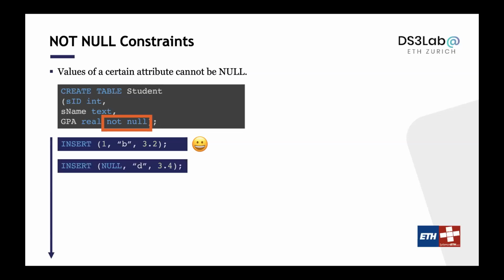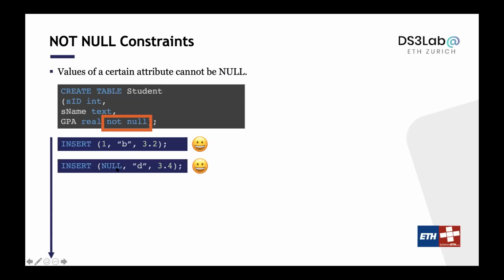And then what if we continue to do this? What if we run a second query to insert another tuple where the student ID is null, student name is D, GPA is 3.4? In this case, it's also fine. The not null constraint is only for that attribute, the GPA attribute. You can put null values in other columns, it doesn't really matter.